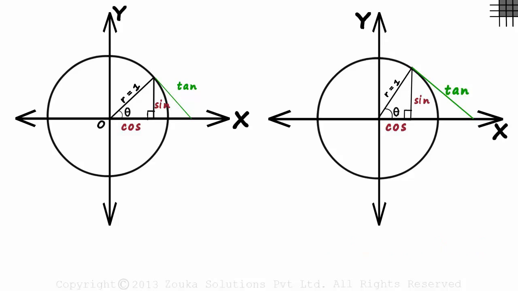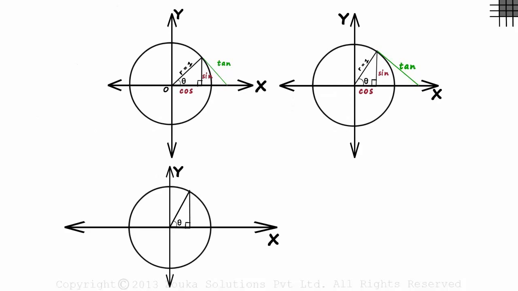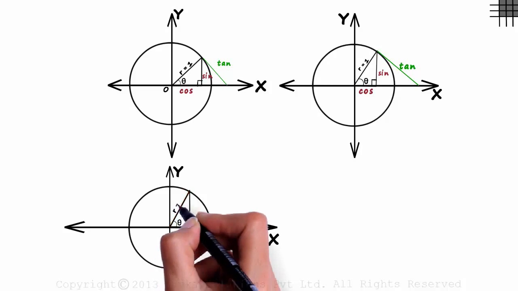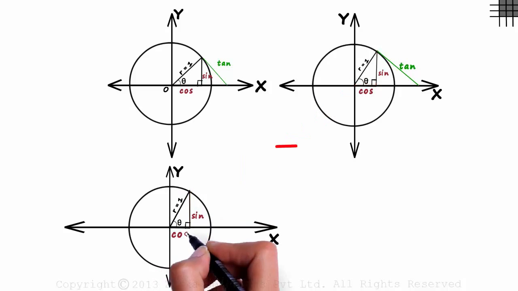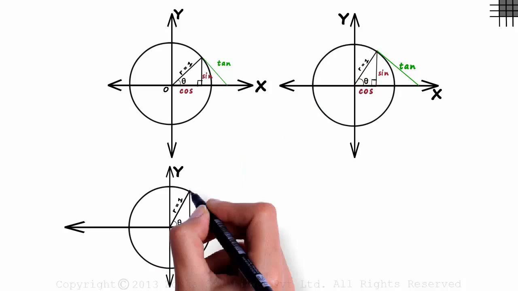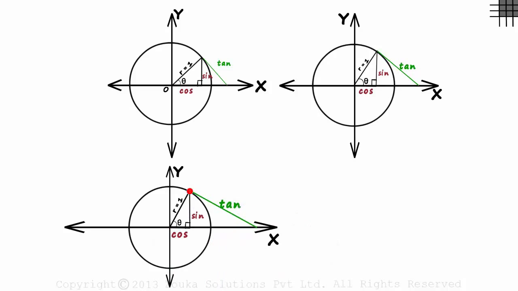Now let's try increasing the measure of theta even more. This is how it will look. The hypotenuse still remains 1 as it is a unit circle. Sine has increased even more, and cos has decreased again. And the length of the tangent has increased as this point has moved further up. So again, as theta increased, sine and tan increased while cos decreased.